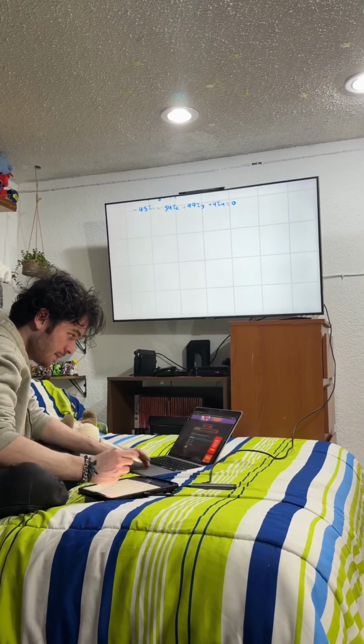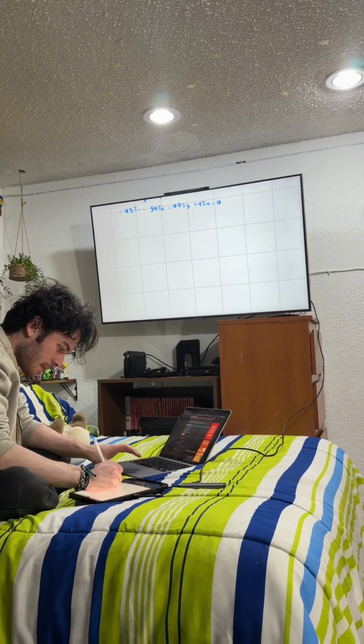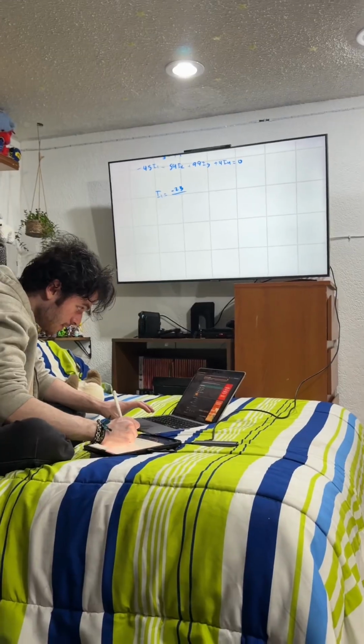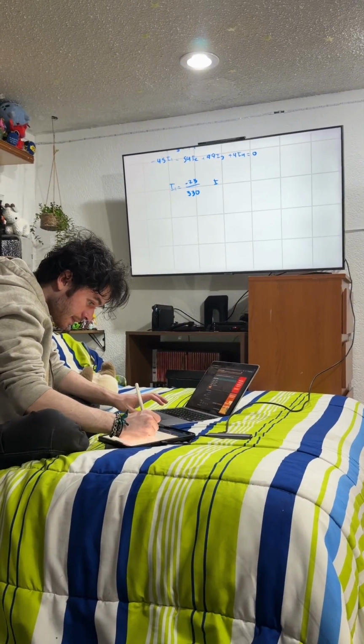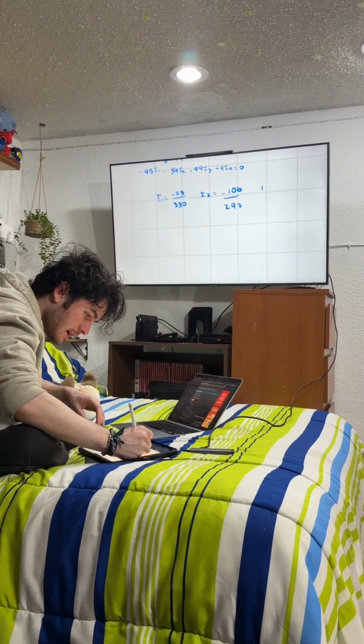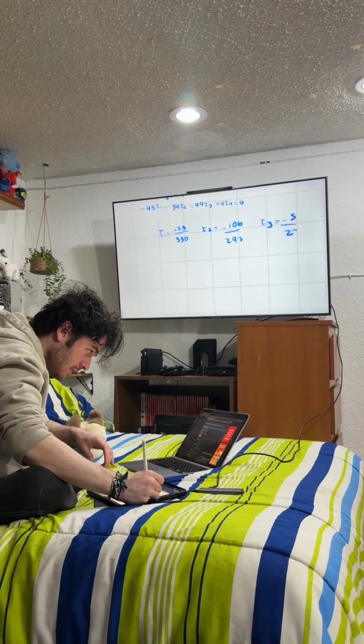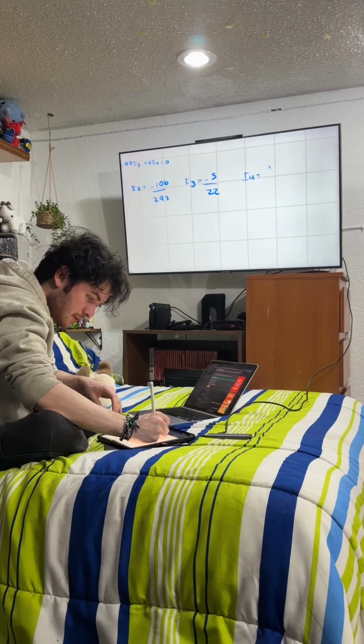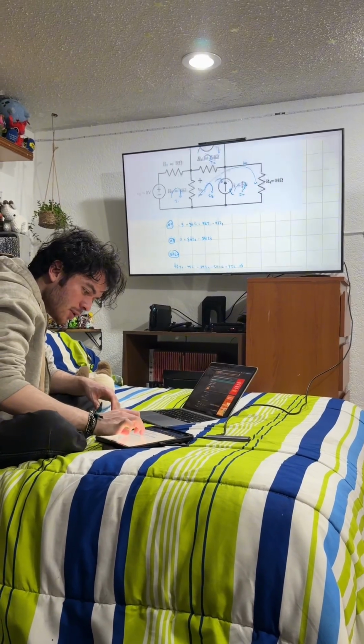Then we get that I1 is going to be minus 23 over 330. I2 is going to be minus 106 over 297. I3 is going to be minus 5 over 22. I4 is going to be 1 over 44. And we want to know Vx.